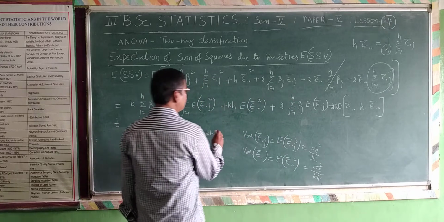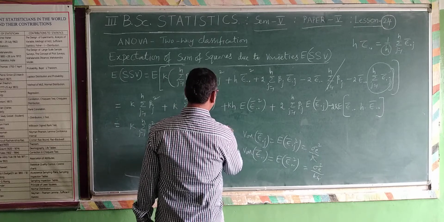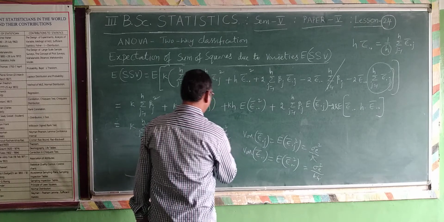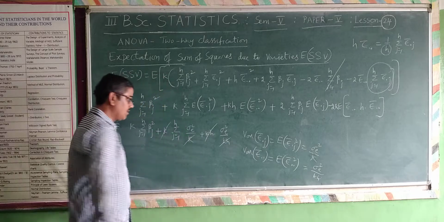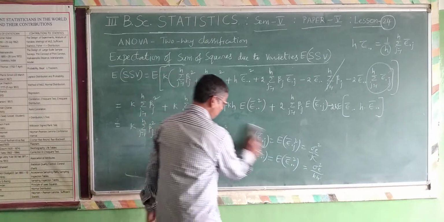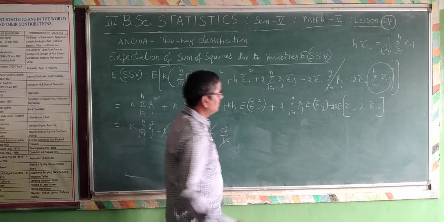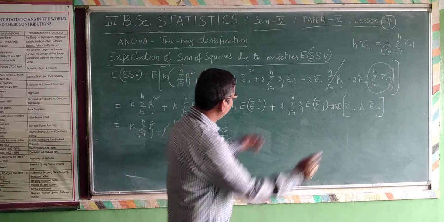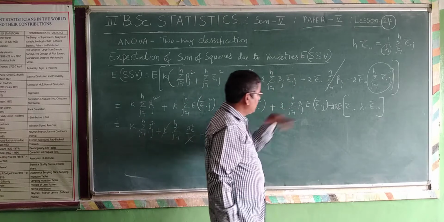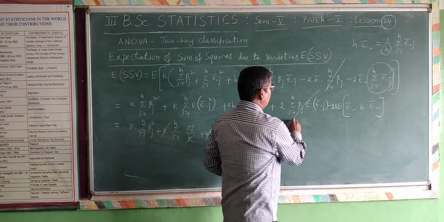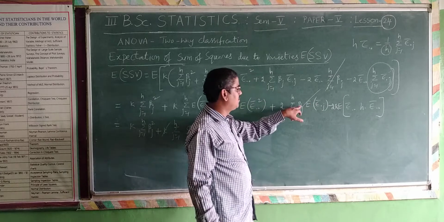So therefore it is sigma square e by kh. kh will get cancelled, k will get cancelled. And now this is what you see here again: expectation of epsilon bar dot z is 0, or else summation beta j is 0.